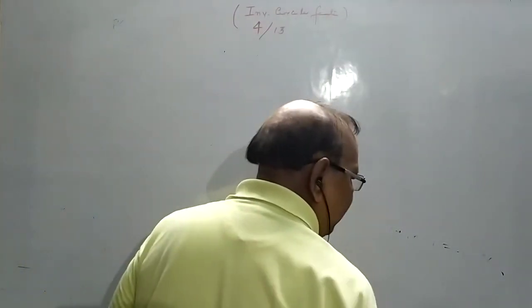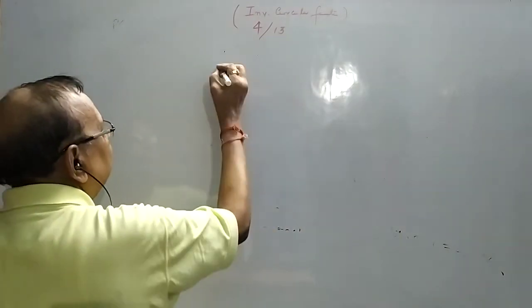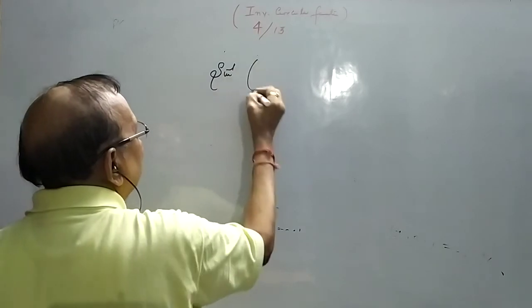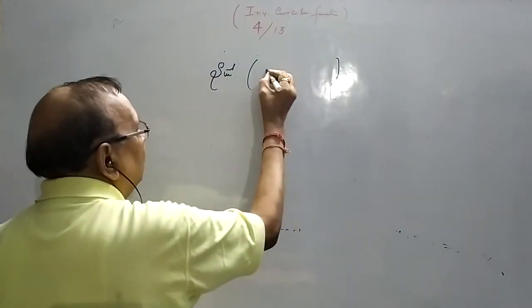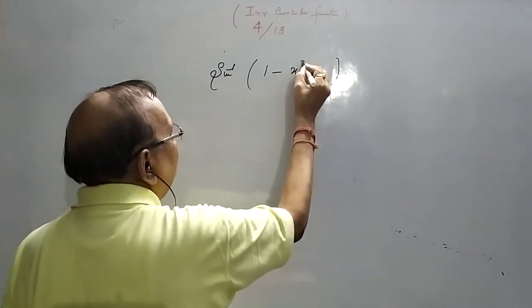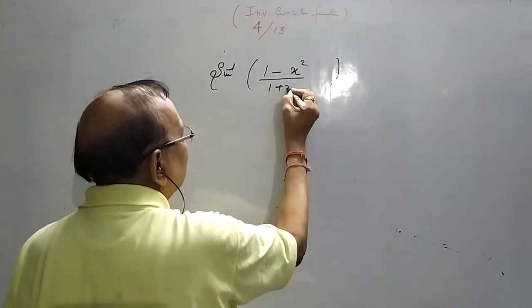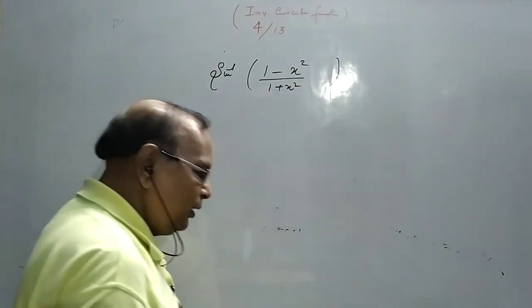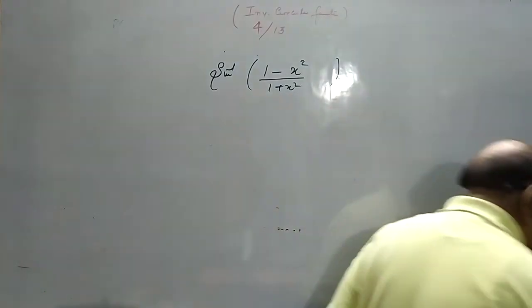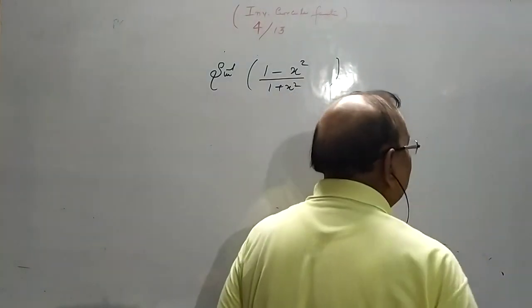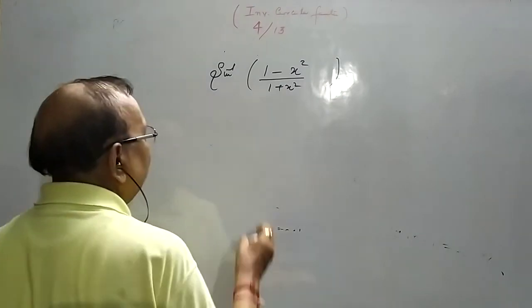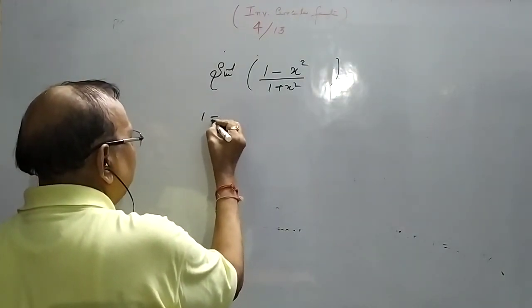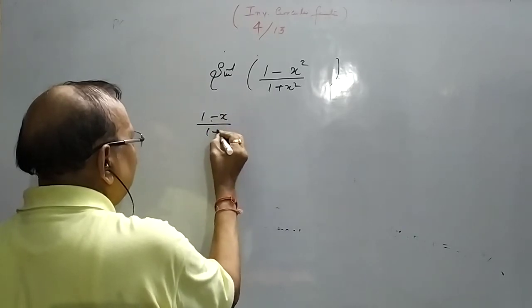Now, we take another example. Sine inverse 1 minus x square upon 1 plus x square. Now, this is not rational, I would call it irrational. So, for irrational quantities, what are the substitutions? I am using it for 1 minus x upon 1 plus x.